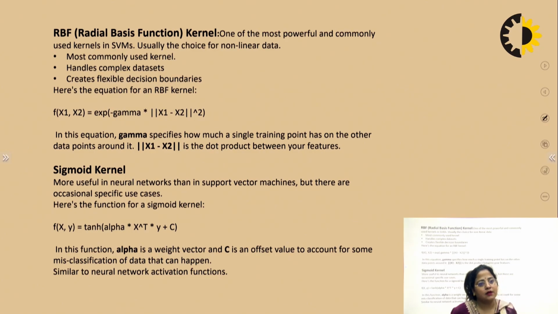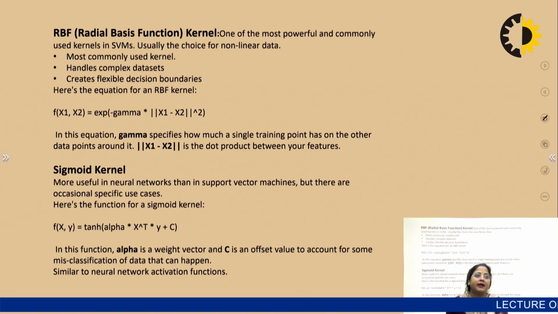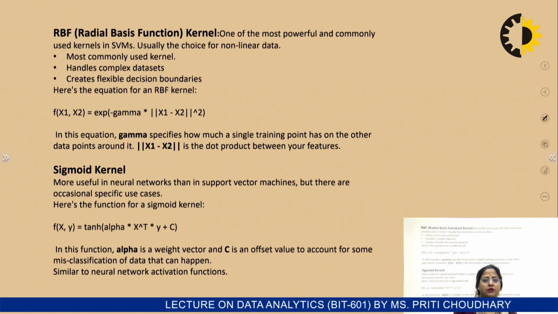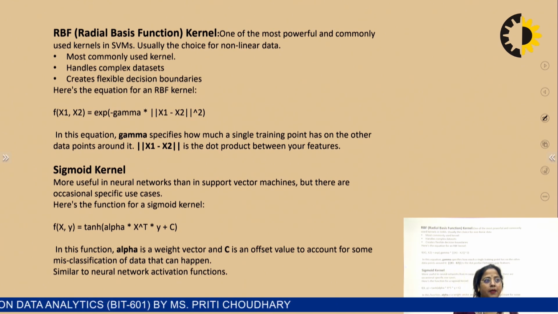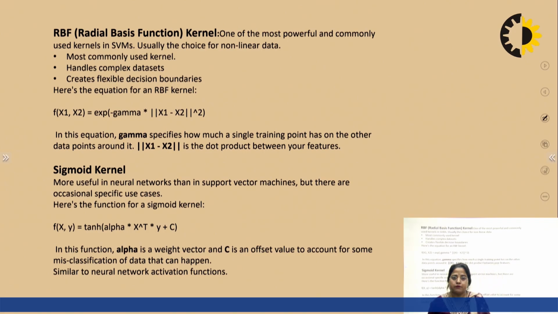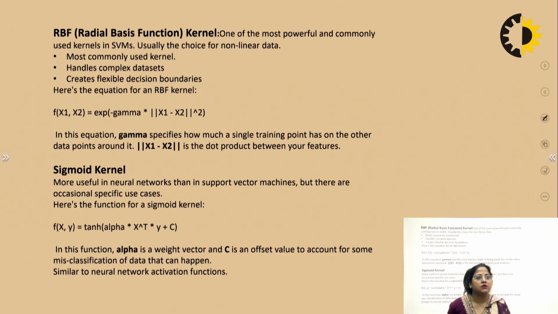Now we come to the next kernel, the RBF. RBF means radial basis function. The radial basis function is one of the most powerful and commonly used kernels in SVM, especially on non-linear data sets. This kernel function is mostly used to handle complex data sets and creates flexibility for the decision boundary. Here is the equation for the RBF kernel with x1, x2, the dot product between your two or more features.